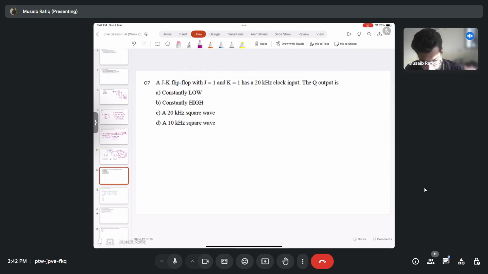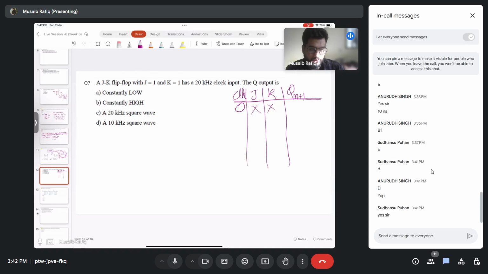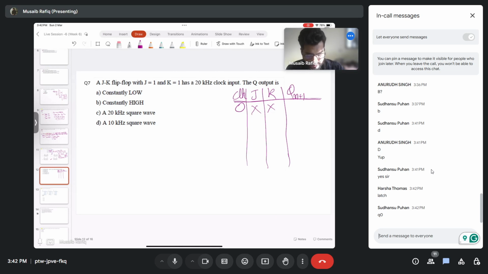So before we proceed, let's draw this table for the JK flip-flop: clock, J, K, and this is your Qn plus 1. So when clock is equal to 0, this will be don't care. So what will be my next state, Qn plus 1? Let's brush up some basics. Qn plus 1 will be simply Qn, right? The previous state. Is that clear?